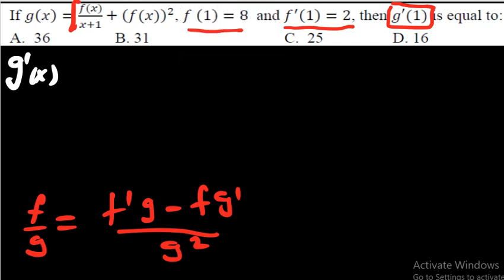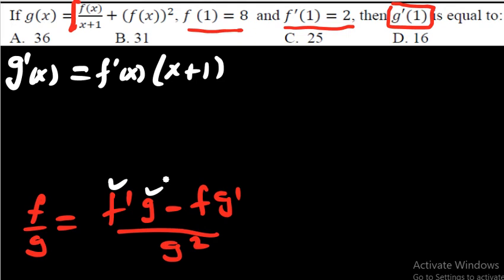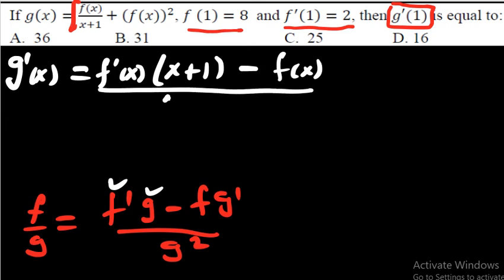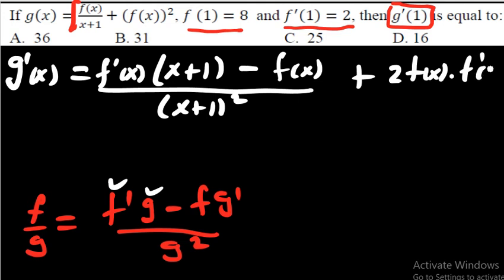The numerator function is f of x, so it's going to be f derivative of x times the denominator, x plus 1, right as it is, because f derivative times g, so g will be considered as x plus 1, minus f of x times the g derivative. The derivative of x plus 1 is 1, so I can ignore it, the whole over x plus 1 squared, plus there is another function here, the derivative of f of x squared. Remember, the derivative of f of x squared is 2 times f of x times f derivative of x.